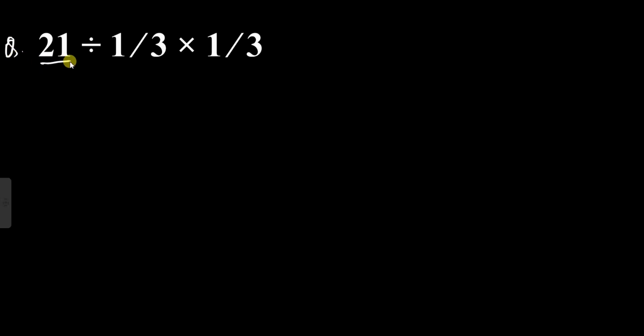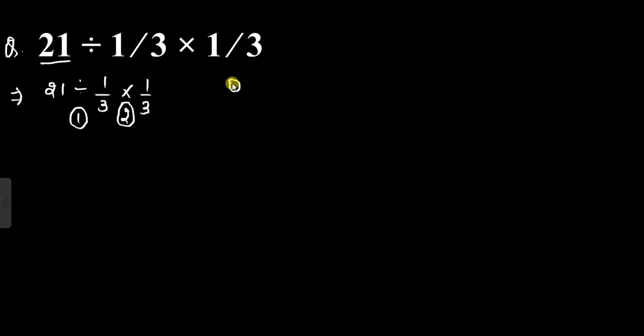The question is 21 divided by 1/3 times 1/3. So let's write it again, just in the correct format: 21 divided by 1/3 times 1/3. First, we'll solve the division. We'll give the first priority to division and the second priority to multiplication.